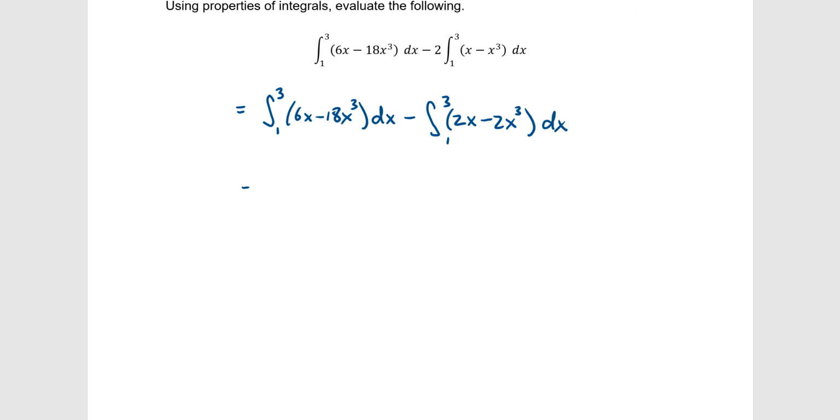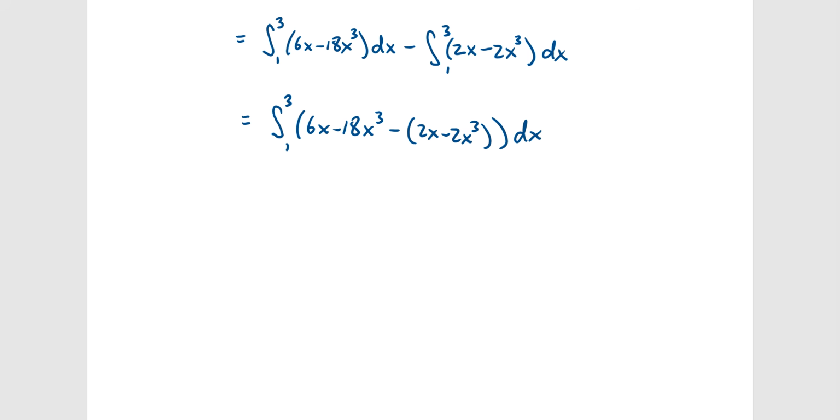That's 2x minus 2x cubed, just to save a step so we don't have to rewrite it again. And now let's go ahead and combine these into one integral. So it's going to be the integral from 1 to 3 of 6x minus 18x cubed minus the 2x minus 2x cubed. Notice that I had parentheses around that second one because we're going to have to distribute that negative. So that's this negative right now. Let's go ahead and distribute it. And let's distribute and combine like terms in one step.